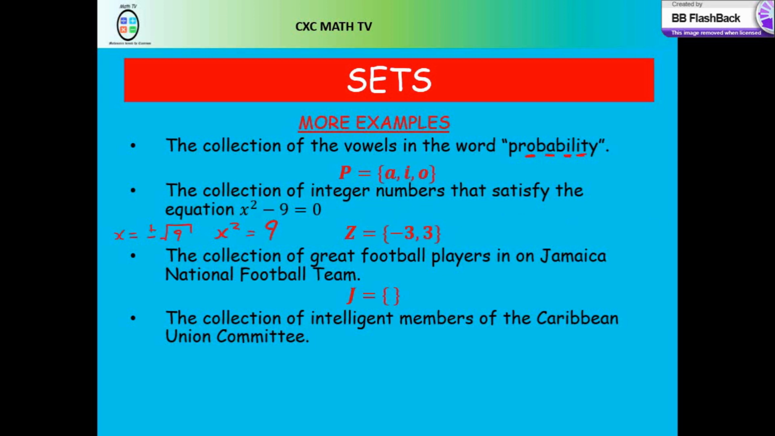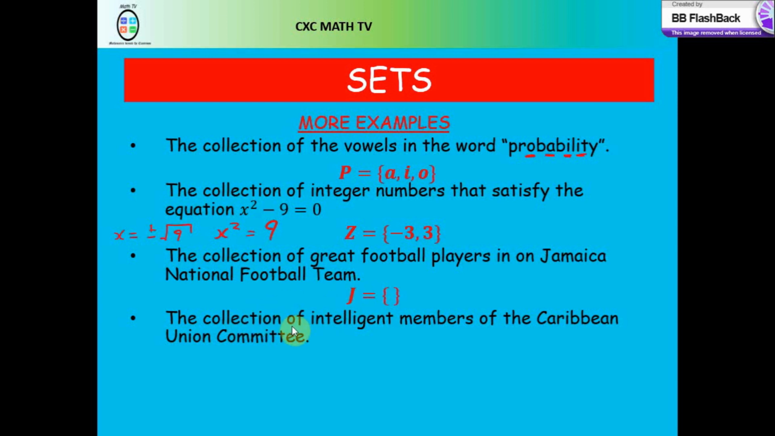Now, maybe we want to look at the collection of great football players on the Jamaica national football team. And right now, you know, the World Cup just took place and Jamaica is not there. So maybe I can say, this is just my perspective, there's no great national football player on the Jamaican team, so the set is empty. When the set is empty, it's a null set. We'll talk about that a little later on.